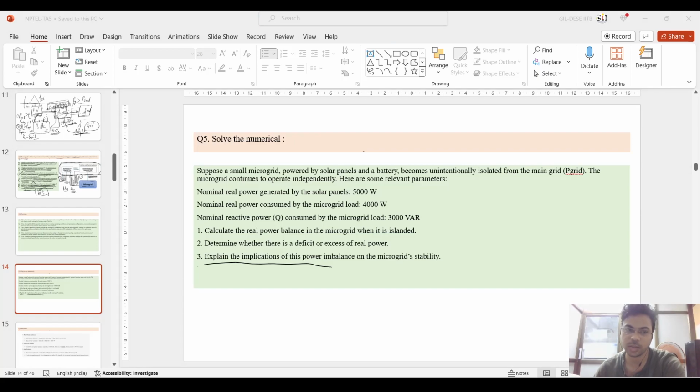If you got the correct answer for the first part, you can write in the chat box itself: first answer is this, second answer is this, and third, explain the part.